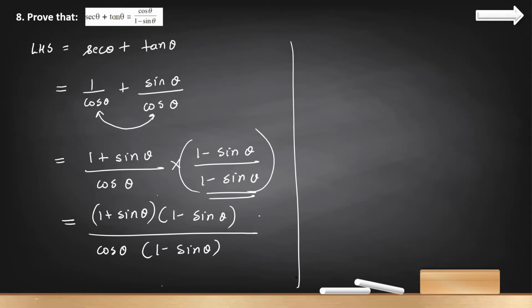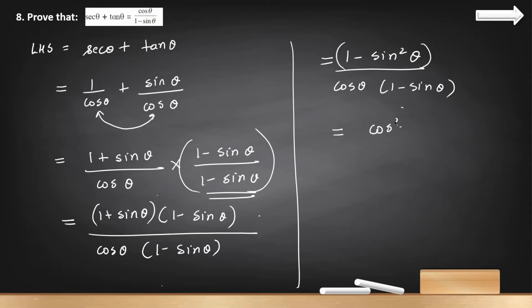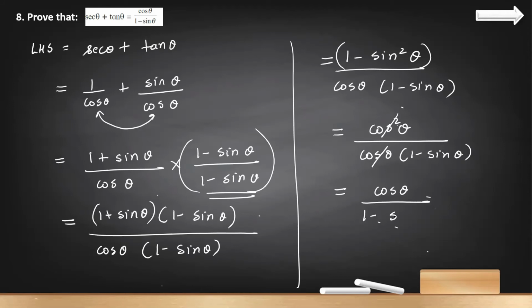Now this is a plus b, a minus b, so this can be converted into a square minus b square. So this will be 1 minus sin square theta, the whole upon cos theta into again 1 minus sin theta. Now this particular 1 minus sin square theta can be written as cos square theta. So just write it as cos square theta, the whole upon cos theta into 1 minus sin theta. Cos and cos will get cancelled. So you are only remaining with cos theta over here, and the denominator will have 1 minus sin theta, which is again equal to your RHS. Hence proved. Understood? Okay.